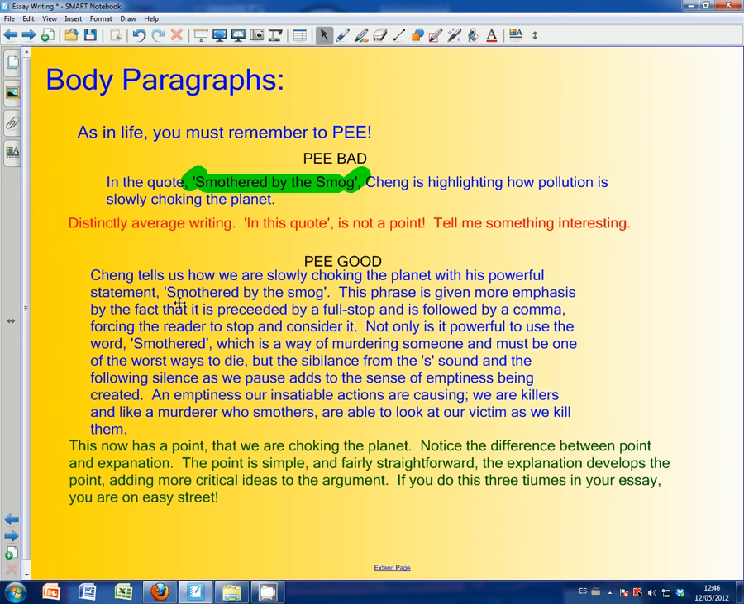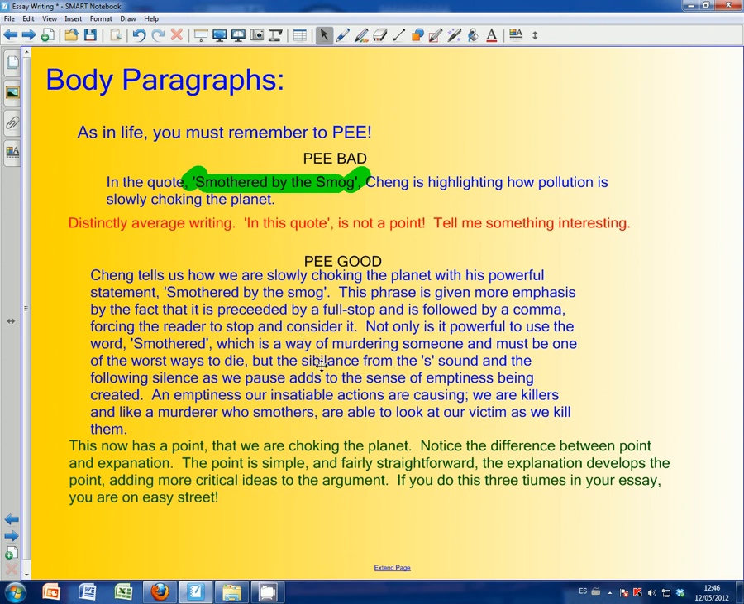Secondly, I focus on the particular word smothered, which for me is powerful because smothering is something that we use to describe a murderer or a type of murder. We don't really use it in many other situations. So it basically characterises mankind as being a murderer, and that for me is far more powerful than just saying that we're polluting. To say we're murdering carries further moral implications.